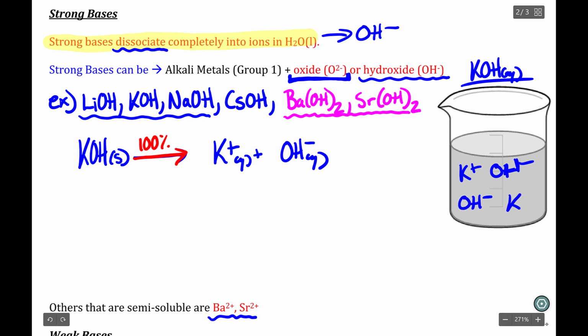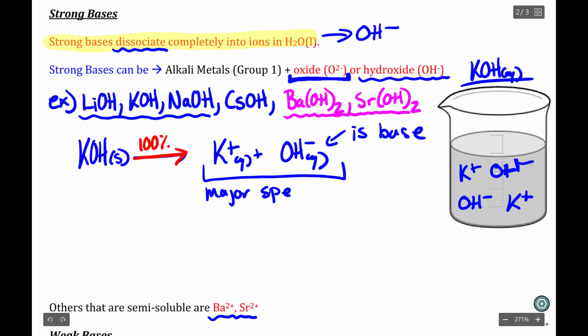Remember that OH minus, that is base. And so these are our major species. I will address the oxide in the next page, but for now, this is what we are going to go with. And it's important that you start to memorize this definition of what a strong base is, which is to dissociate completely to form hydroxide. And the 3 most common ones are really going to be your lithium hydroxide, potassium hydroxide, and sodium hydroxide.